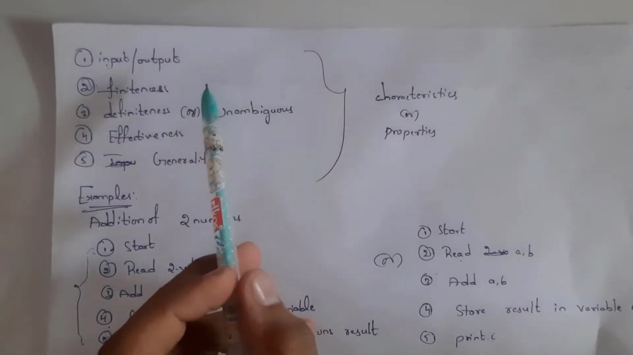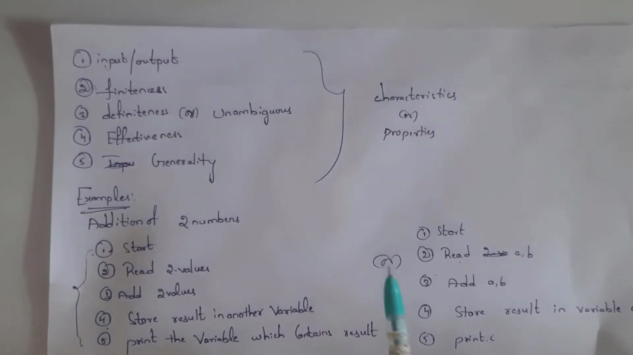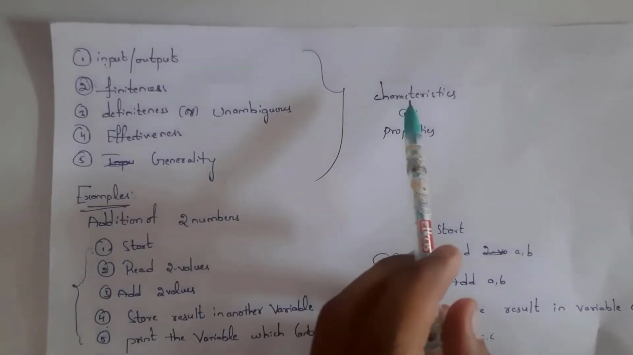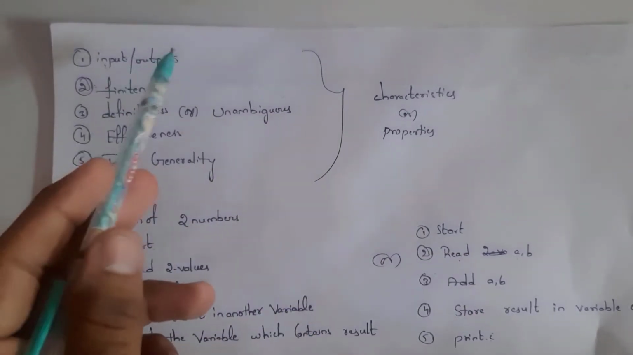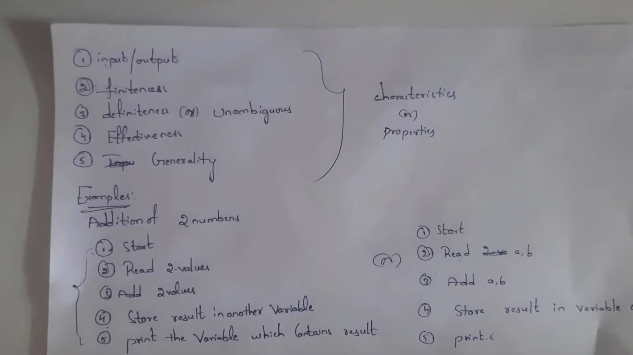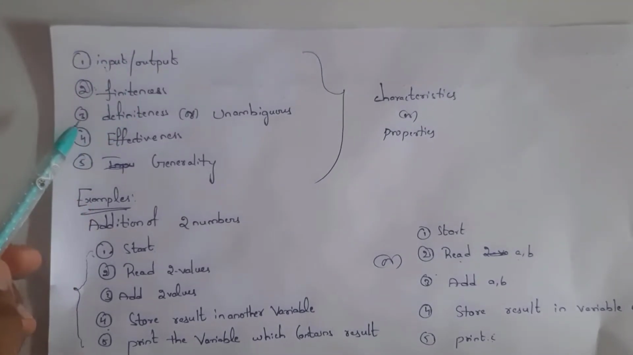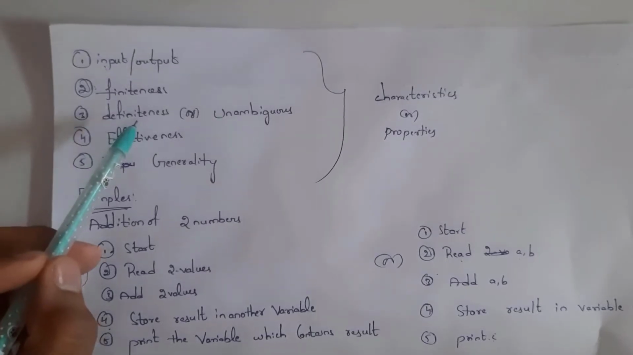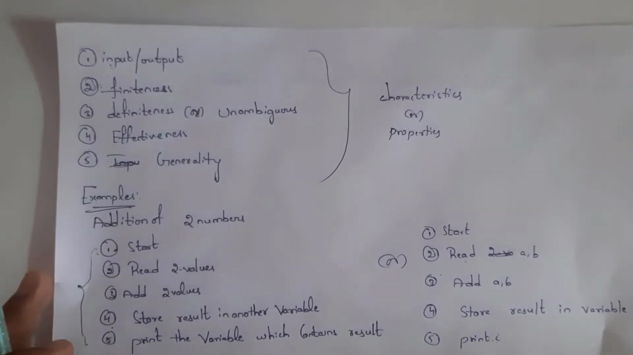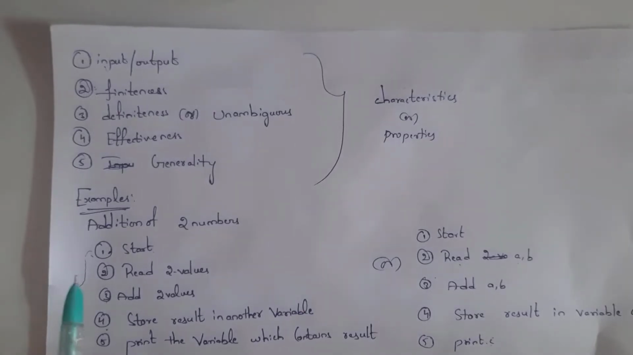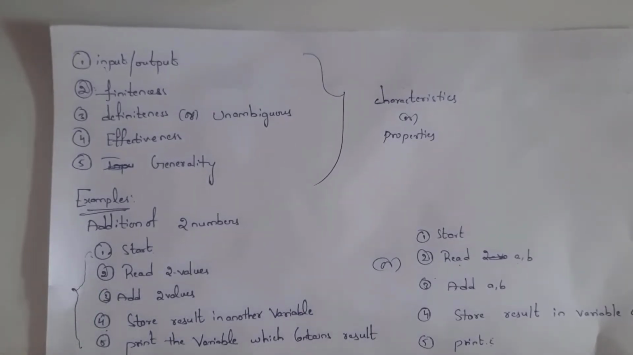These are the properties which we need to follow before writing an algorithm. You can also say these are the characteristics of an algorithm. First one is input and output, second one is finiteness, third one is definiteness. You can also say definiteness as unambiguous, fourth one is effectiveness, and at last fifth one is generality.